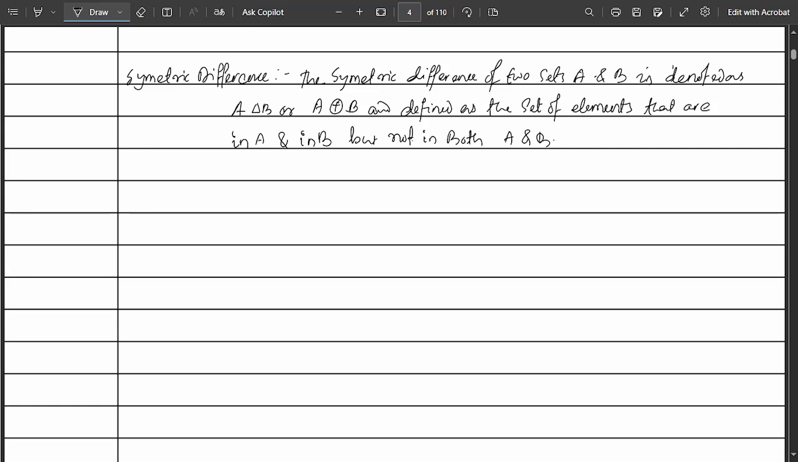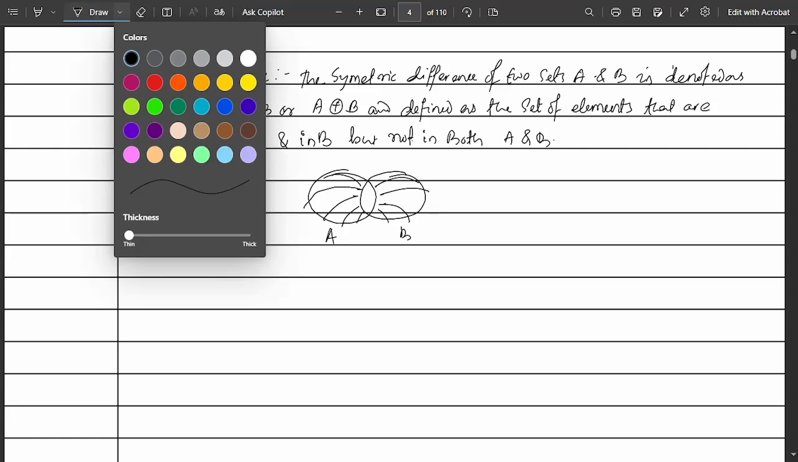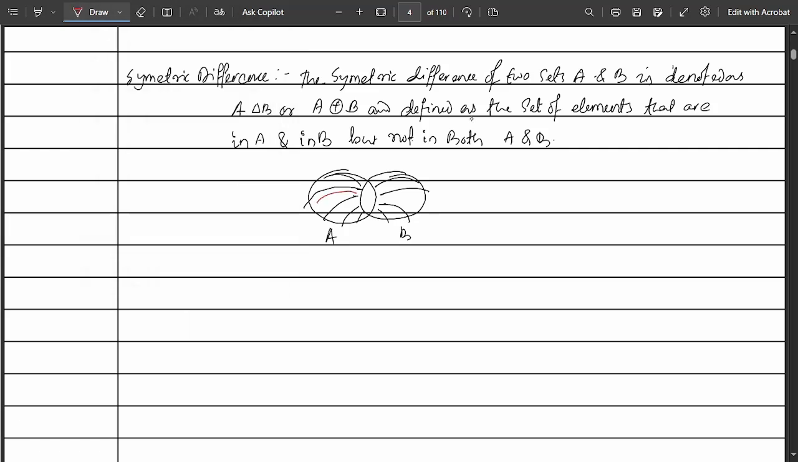That means if I take a set these and a set these, suppose this is A set and this is B set, the symmetric difference will be the set of elements that are in A and in B but not in A intersection B. They should not be in both. Okay, they will be in A, they will be in B. Okay, this part, but not in both. Okay, this part will not be there.